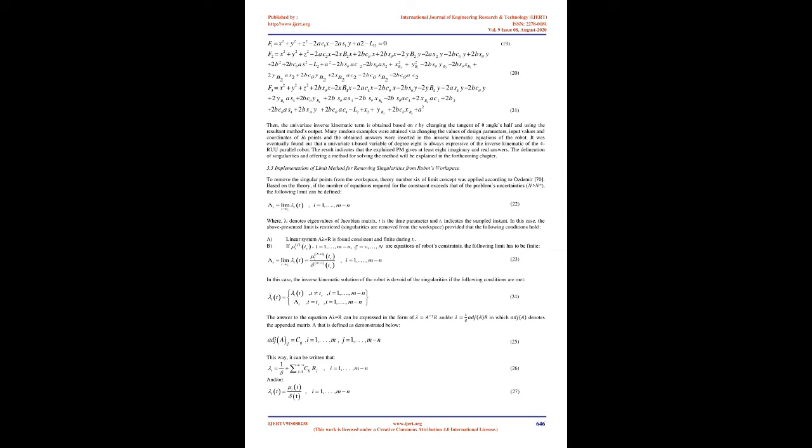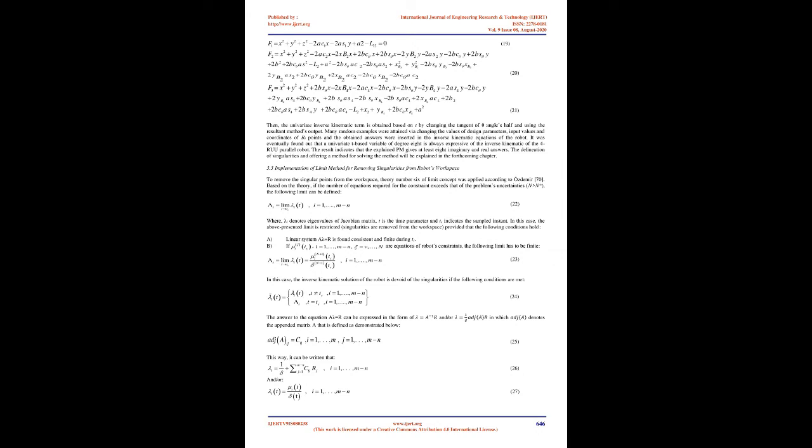Then, following the attainment of this mathematical term, it will be solved along with backward solving of the equations so as to obtain the entire answers to the kinematic problem of the spatial PM, figure 3. Then, the univariate inverse kinematic term is obtained based on t by changing the tangent of half angles and using the resultant method's output. Many random examples were attained via changing the values of design parameters, input values, and coordinates of bipoints, and the obtained answers were inserted in the inverse kinematic equations of the robot.